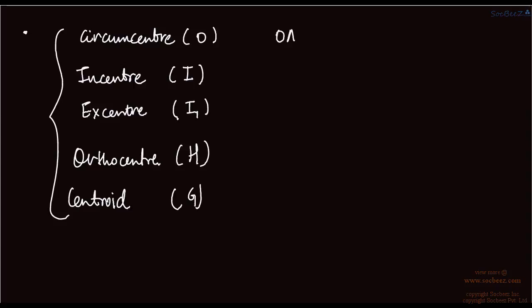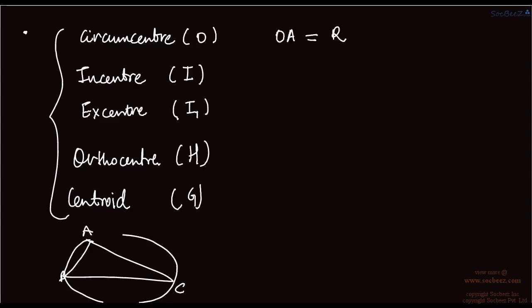So OA, where A is a vertex of the triangle ABC. This is A, B, and C. So for the circumcenter O, OA will be R, because the circumcircle is this. This O is the center, so OA will be the radius of the circle, because this vertex lies on the circumcircle of triangle ABC. That's why OA is R. OB is also R, and OC is also R.